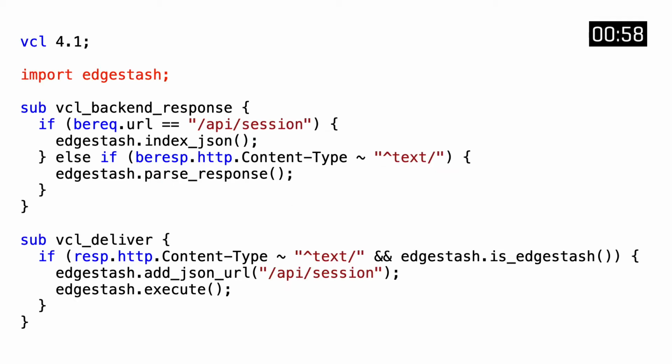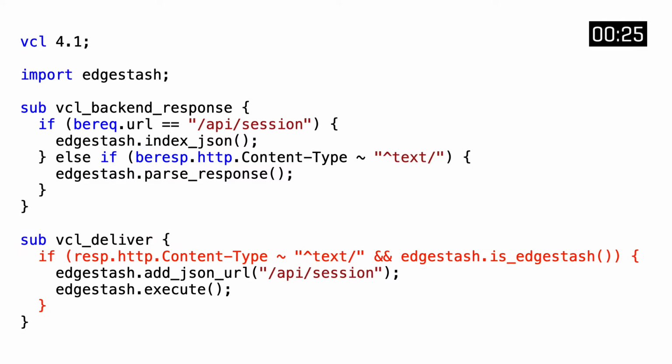In terms of implementation, you can use vmod Edgestash, which is a Varnish Enterprise module. You can load the module into your VCL code, which gives you access to a range of extra functions. Inside vcl_backend_response, we're looking at content that was returned from the backend. If it originated from the /api/session endpoint, we can optionally decide to call edgestash.index_json to already index the JSON content, which accelerates the parsing process. If the response content type contains text, such as text/html, we already decide to parse the response and look for Edgestash placeholders.